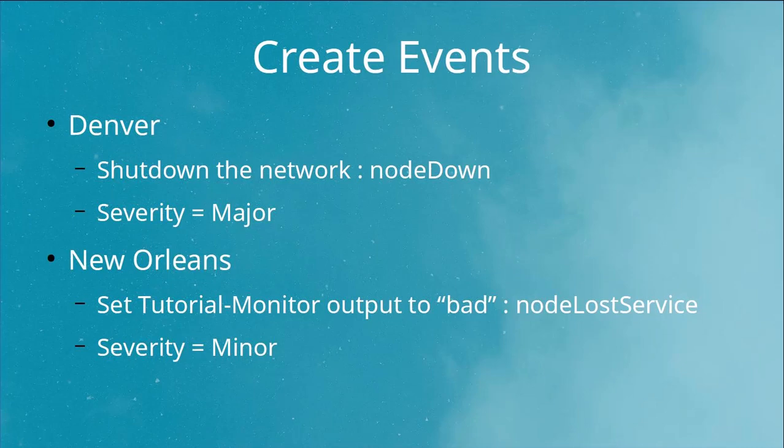To demonstrate how alarms are displayed on the map, it is necessary to cause some problems. Shut down the network associated with denver.localdomain. This should generate a major alarm, node down. Modify the tutorial monitor service script on neworleans.localdomain to output anything but OK. This should generate a minor alarm, service lost. Remember, these are all virtual machines.